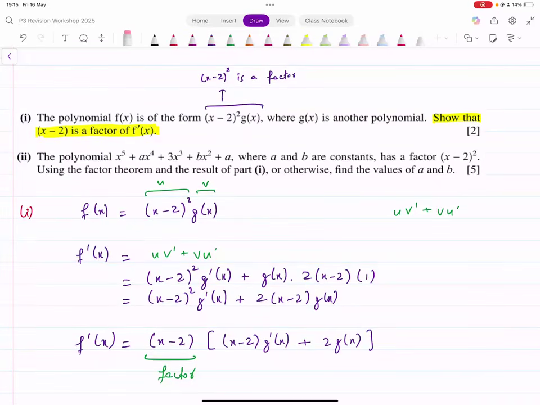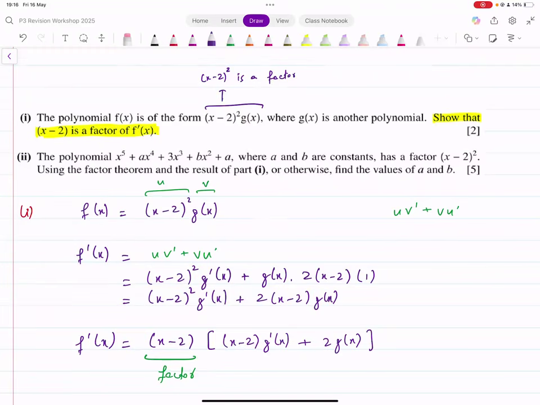So again, let me repeat. So what were we doing? In the second part, we were given this polynomial, and they said that this polynomial has a factor x minus 2 whole squared. In the first part, we had this polynomial given, f of x, and it was of this form, x minus 2 whole squared into g of x. Now, that basically tells you that x minus 2 whole squared is a factor of this polynomial f of x, okay? So for any polynomial that has x minus 2 whole squared as a factor, we have proved that its derivative, f dash of x, would have this factor.